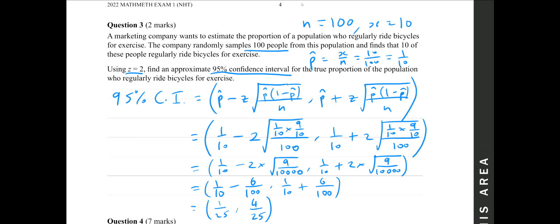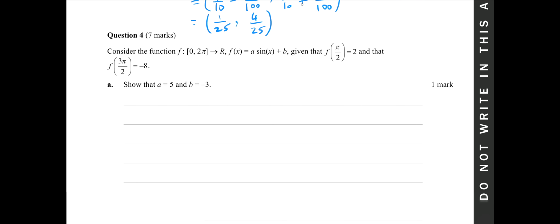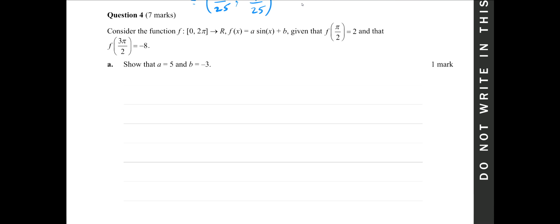There we are. So the final answer for the 95% confidence interval is the interval from 1 over 25 all the way to 4 over 25, not including either of the endpoints. And there we go. That is the confidence interval done. Okay, moving on to question 4.